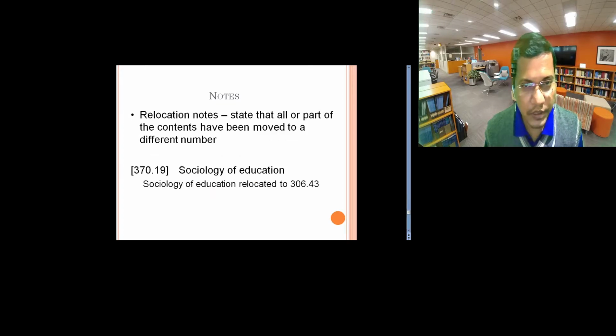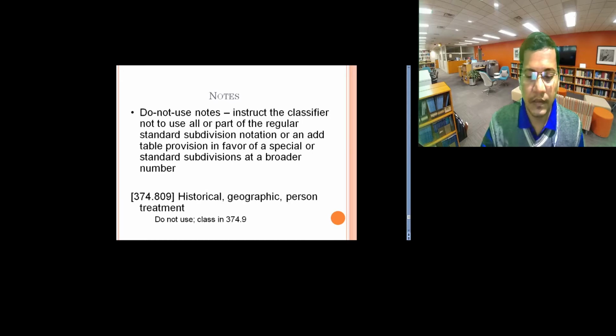Relocation notes state that all or part of the content has been moved to a different number. For example, within square brackets, [370.19] Sociology of education, relocated to 306.43. So such kinds of notes are also provided in your DDC schedule or DDC classification system.